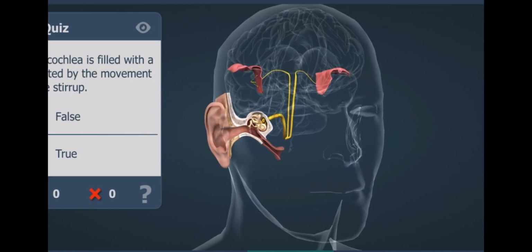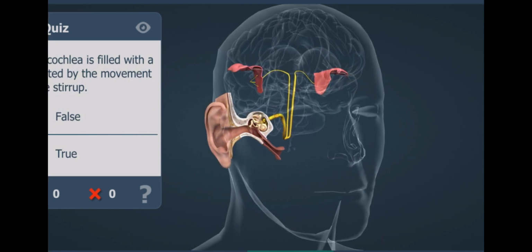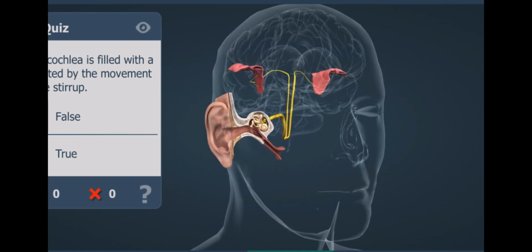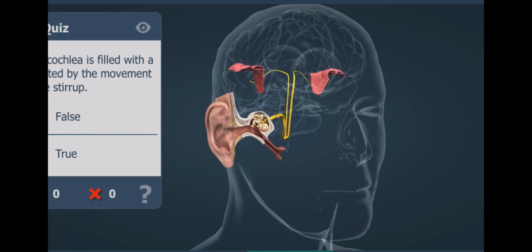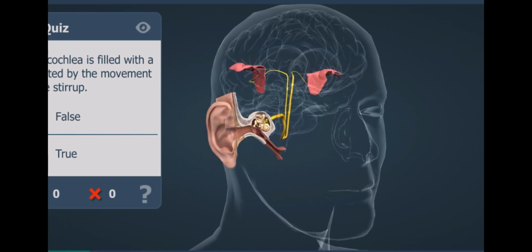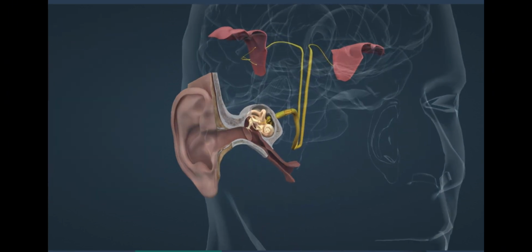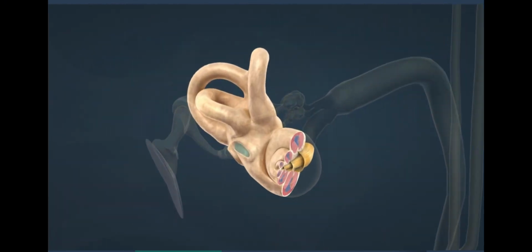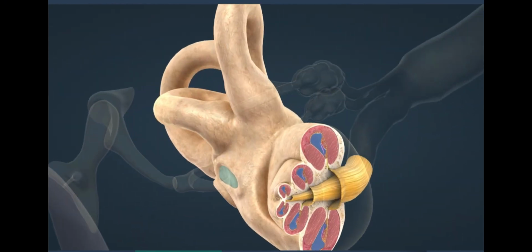6. The eustachian tube. The eustachian tube connects the middle ear to the throat. It helps equalize air pressure on both sides of the eardrum, which is crucial for proper hearing and avoiding discomfort during altitude changes.